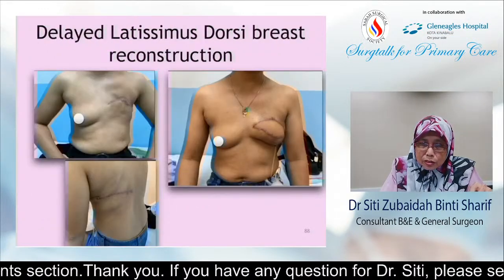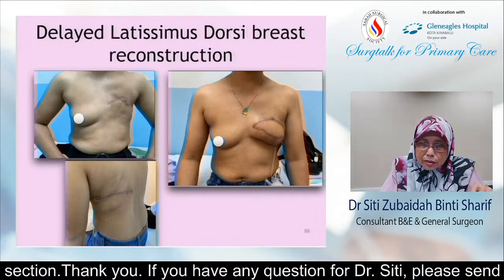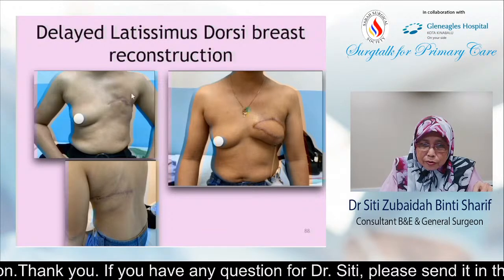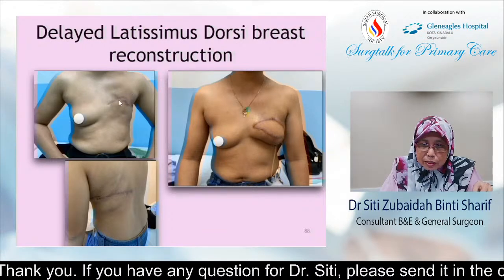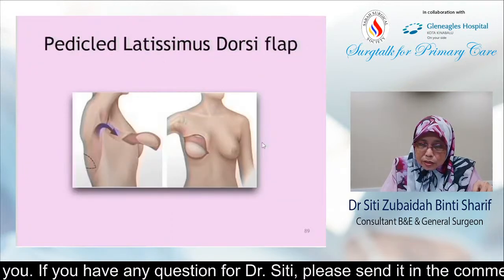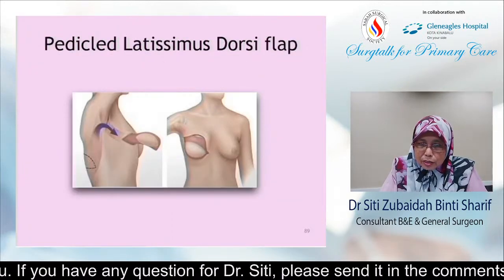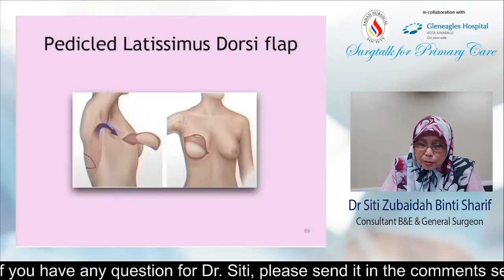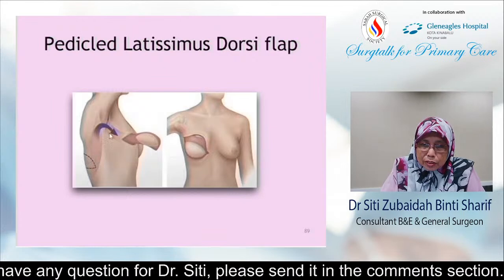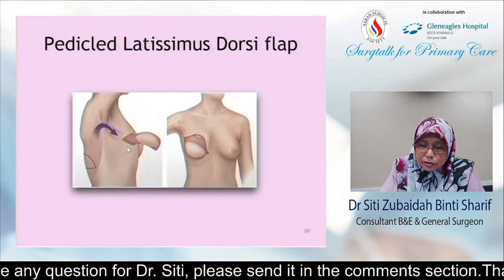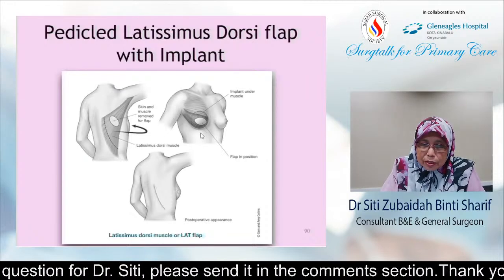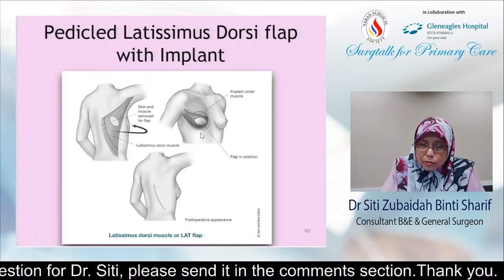These are the patients with delayed latissimus dorsi breast reconstruction. For the left mastectomy, we did the latissimus dorsi. This is the pedicle, how we did the pedicle LD flap. We dissect the latissimus dorsi flap and rotate it to the front. And it can be combined with an implant to get more volume.